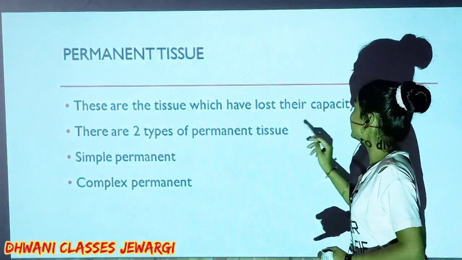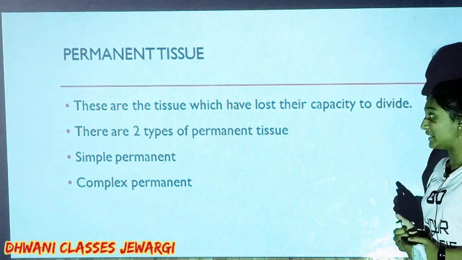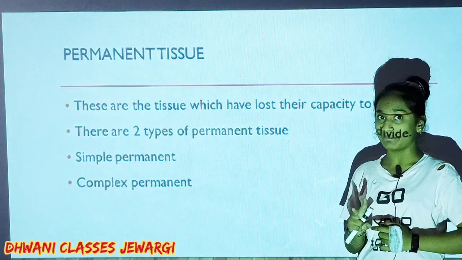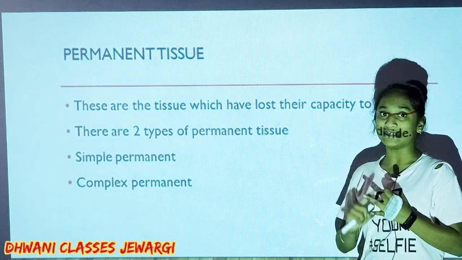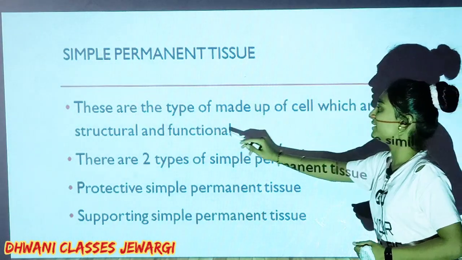Permanent tissues are the tissues which have lost their capability to divide. There are two types of permanent tissue, the simple permanent and the complex permanent tissues.